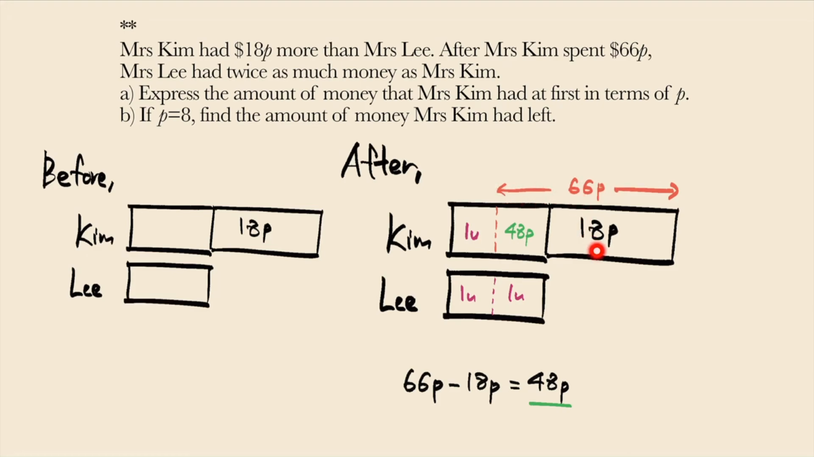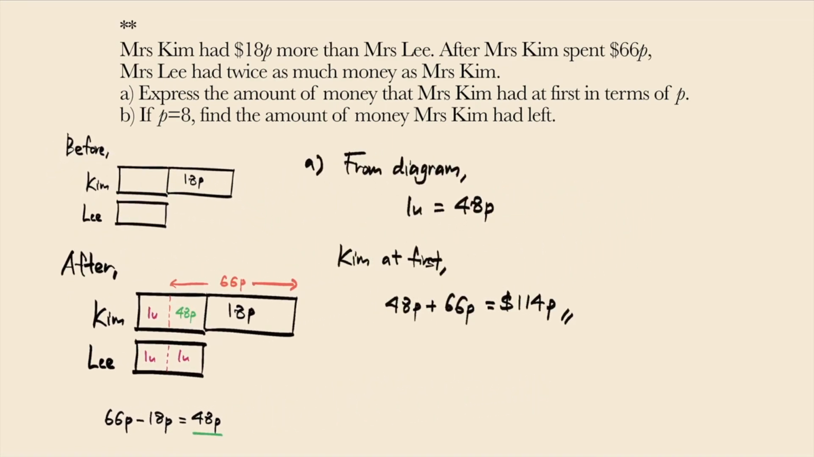So what's 66p minus 18p? That's 48p here. After this spending occurred, what's left behind was Mrs. Lee 2 units and Kim 1 unit. From here, you can tell that 1 unit is actually 48p. Well, that's useful. So if 1 unit is 48p from the diagram, what did Mrs. Kim have at first? Well, Mrs. Kim had at first would be 1 unit plus 66p. Right? So that would be 1 unit, 48p plus 66p, 114p.